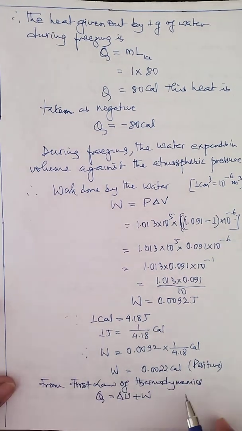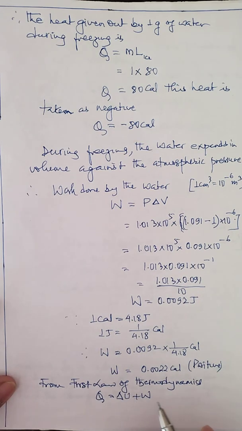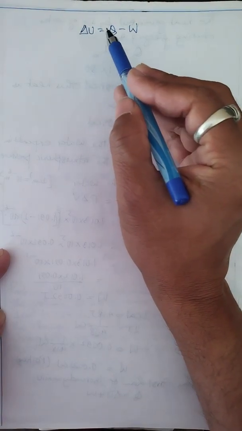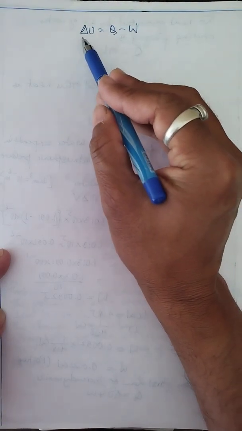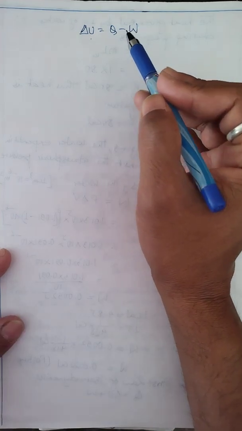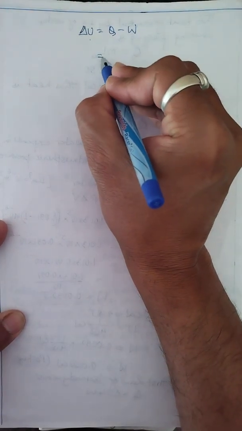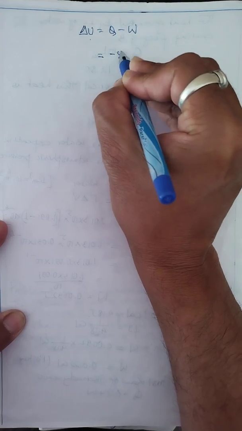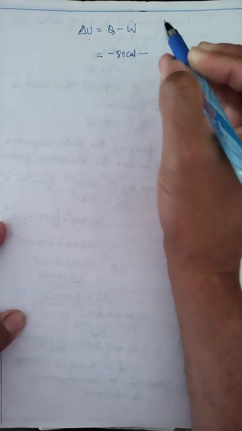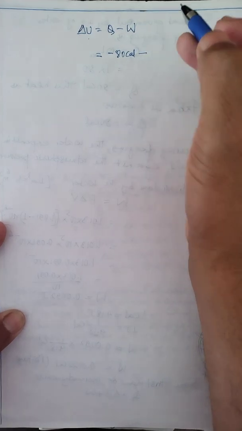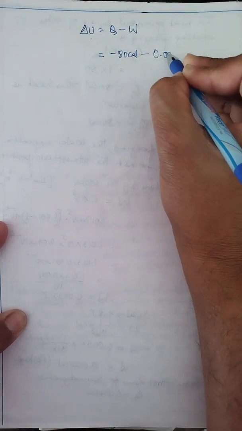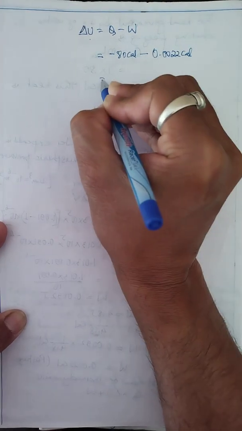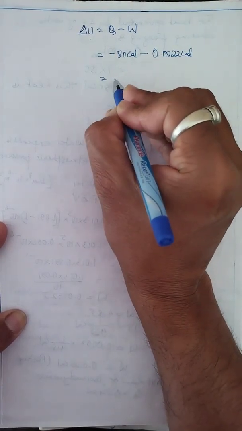Now to calculate the change in internal energy, we use the first law of thermodynamics. From the first law, we always write Q equals delta U plus W, because delta U means change in internal energy, and this is what we need to calculate. So we can write delta U equals Q minus W. Let's substitute the values now. Q, the amount of heat given, with sign is minus 80 calorie. Minus this work done, which is positive, and the value we calculated is 0.0022 calorie. So both have the same sign, so I just add the quantities.